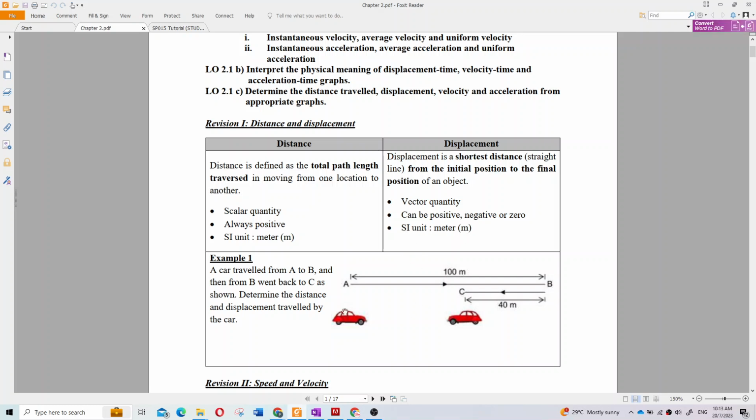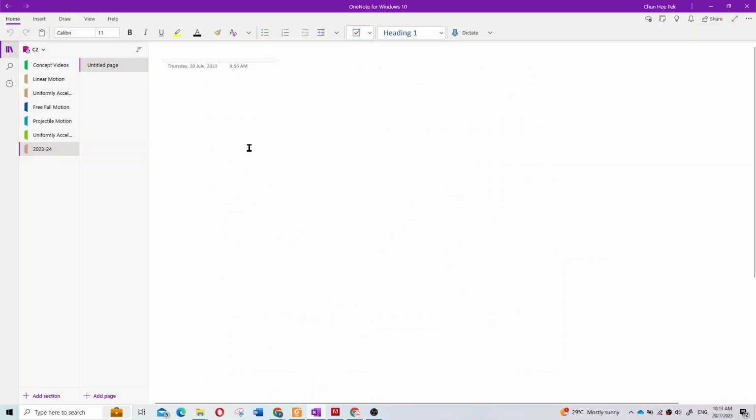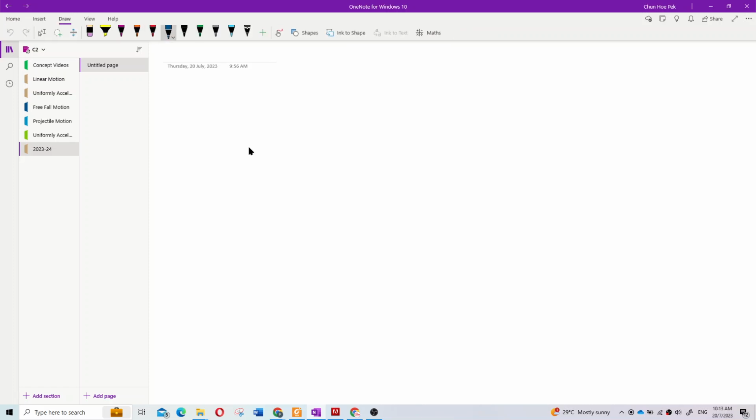Okay, so let me explain this. I like to use OneNote. So distance and displacement. So distance, for example, I show. Can you see my OneNote? Yes, sir. Okay. So let's say this is the initial point. This is the final point.